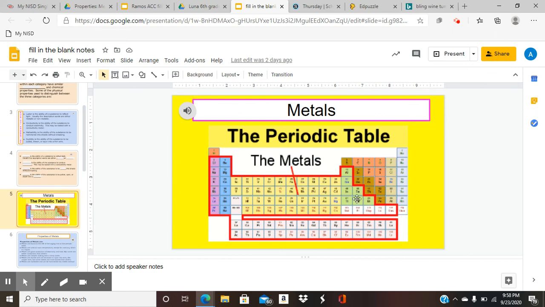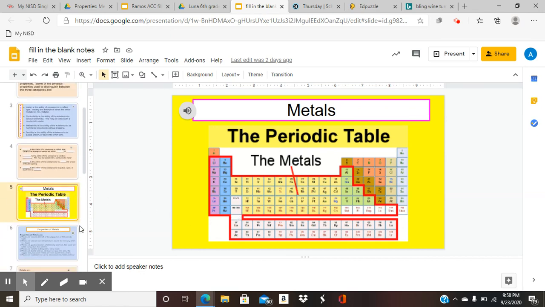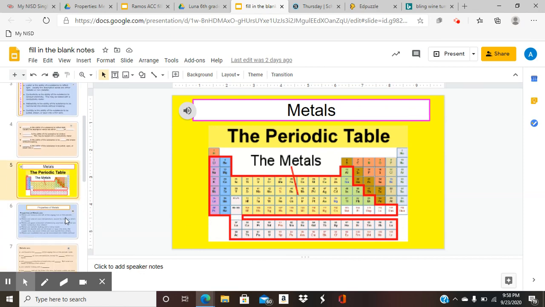If you look here on this periodic table, just know that these are the metals. Metals are going to be on the left-hand side of the periodic table. And remember, metals are blue, and that's the color that we used for slide 1.